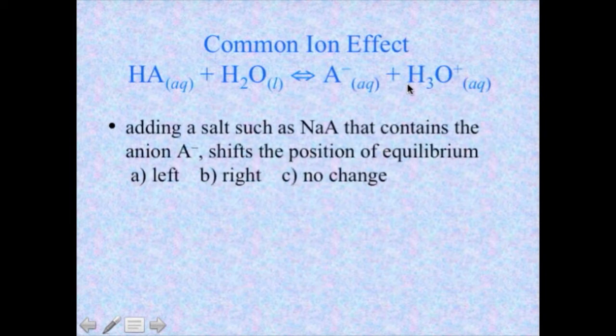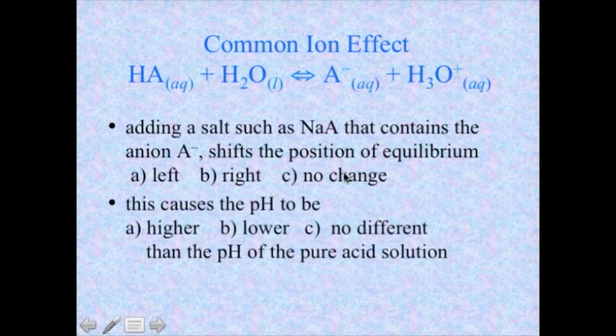Now if we add a salt that contains the anion A- to this equilibrium, how is the equilibrium going to be shifted? To the left, to the right, or no change? And also, how is this going to change the pH? Is the pH going to be higher, lower, or no different than the pH of the pure acid solution? Turn your playback off, think about it, choose the answers, and come back, we'll discuss it.